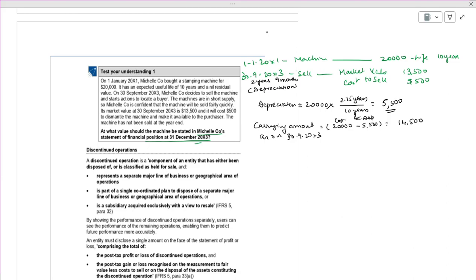Now, they say fair value less cost to sell. How much is the fair value? Fair value is nothing but the market value, both are the same. It is 13,500. How much is the cost to sell? The cost to dismantle is 500. So how much will you get? 13,000.